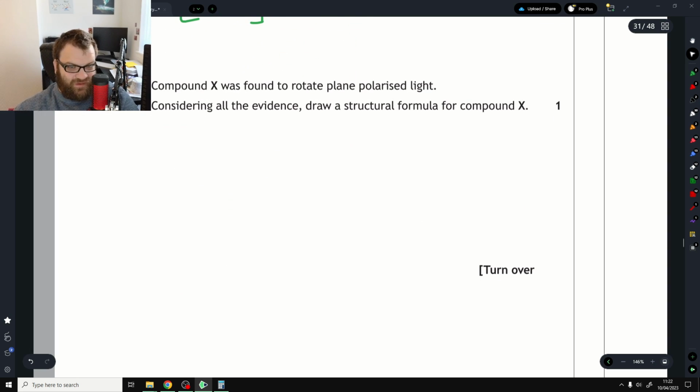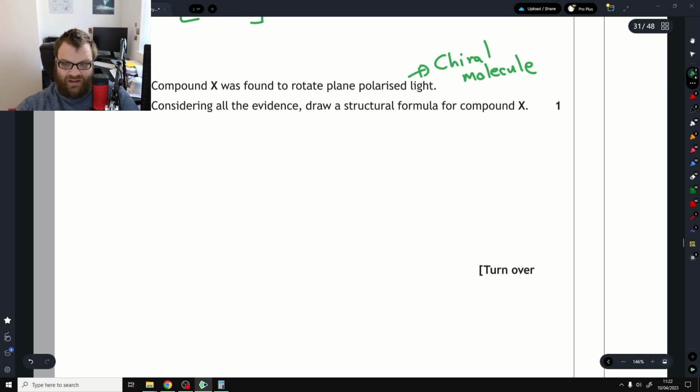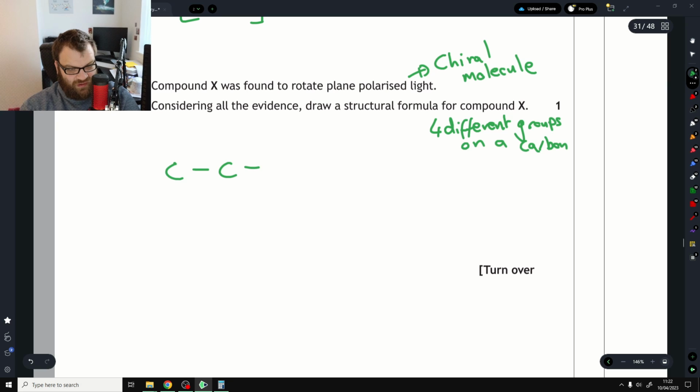In this one, we're asked about something that rotates plane polarized light. Here, this means that we've got to have a chiral molecule. And for chiral things, this means that there has to be 4 different groups on a carbon. So we know we've got 3 carbons to deal with, so I'm going to put them all in a row. And then we need to try and figure out how we can arrange this so we've got different things joined on different carbons. We need 4 things attached to the carbon.